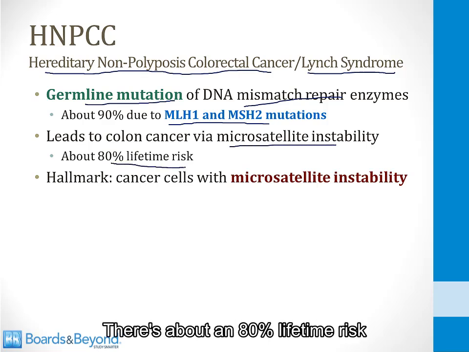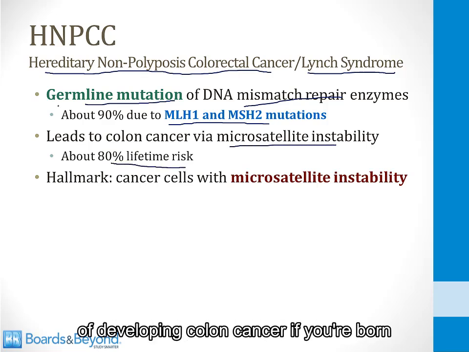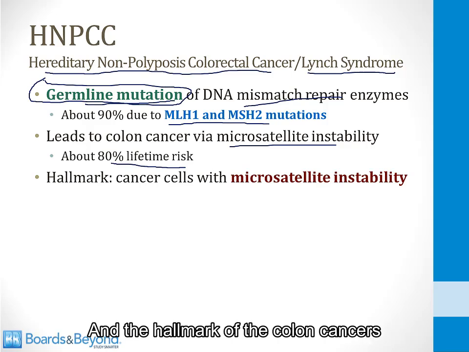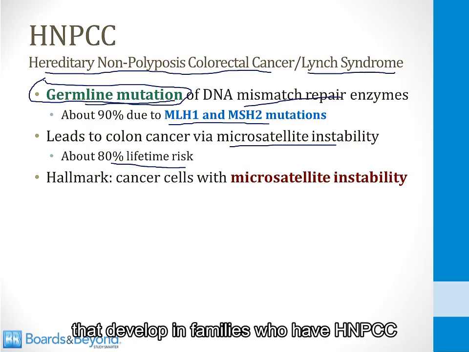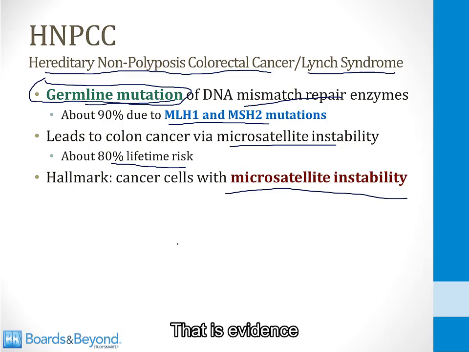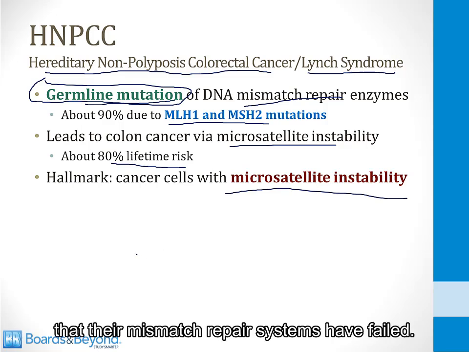There's about an 80% lifetime risk of developing colon cancer if you're born with a germline mutation in one of these genes. And the hallmark of the colon cancers that develop in families who have HNPCC is that the cancer cells will demonstrate microsatellite instability. That is evidence that their mismatch repair systems have failed.